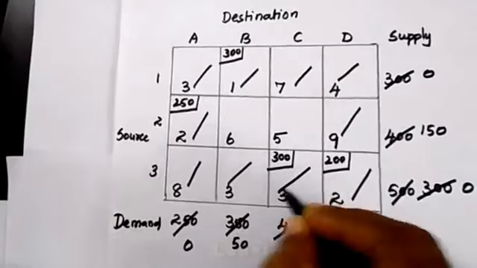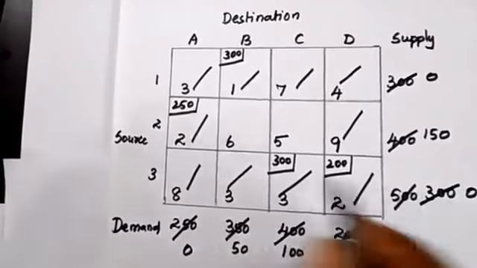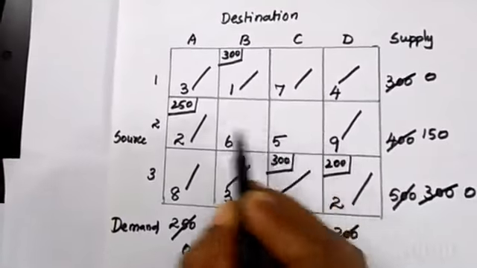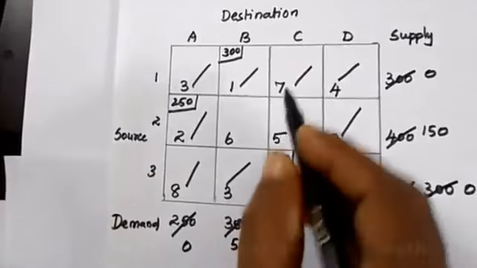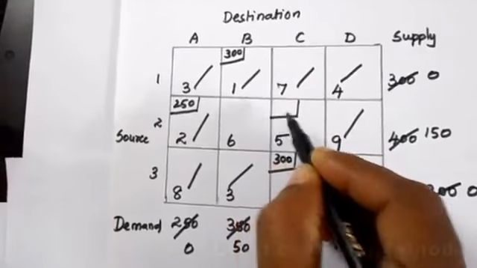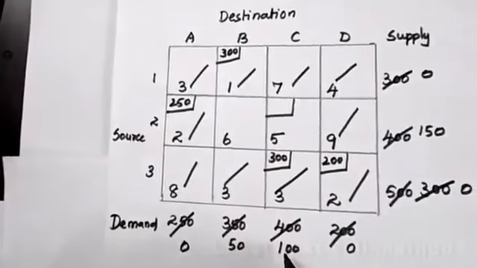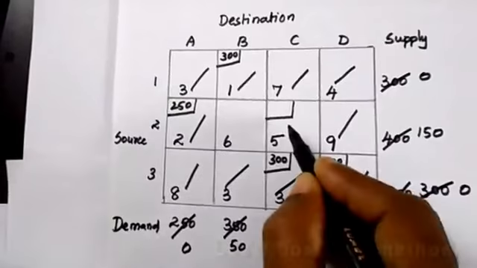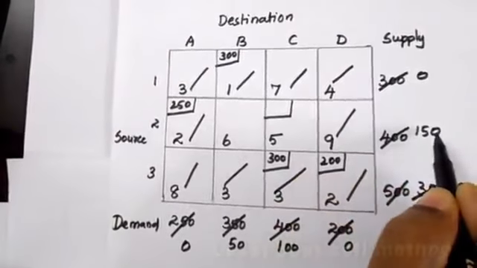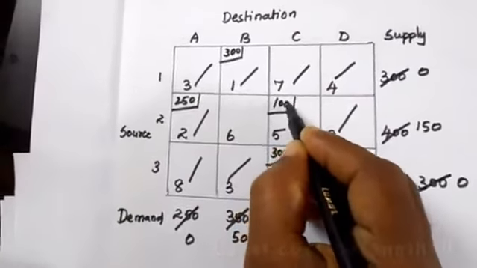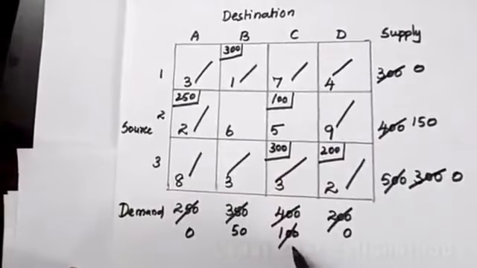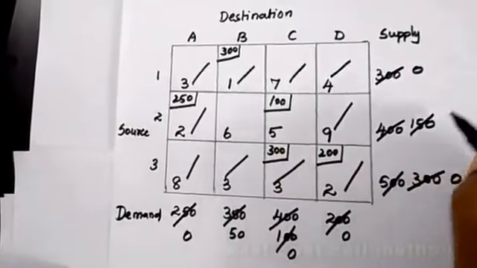Now we have only 2 cells. Which one is least value? 5 is least value. Select this cell and allocate the value. Just compare demand and supply. Demand 300 for this cell, supply 150. So 100 is lesser than 150. So allocate 100, you will get 0. Here balancing figure 50. 0, no, cancel this.